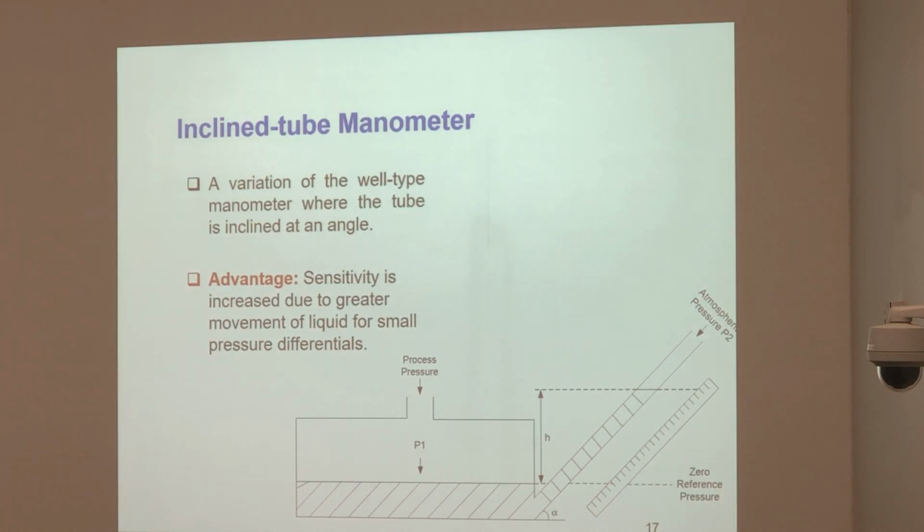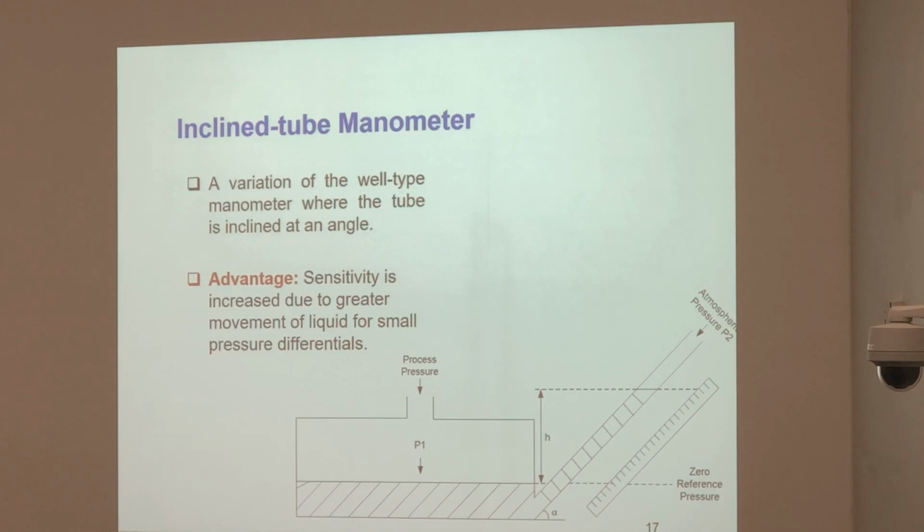Not true. When it slides like this, it doesn't mean the water will move faster or more easily. The only difference, if you look at it, is that if I make it vertical, my height is only this h. If I tilt it slightly like this, the entire length becomes longer. So for the same pressure, I can spread it over a longer scale.